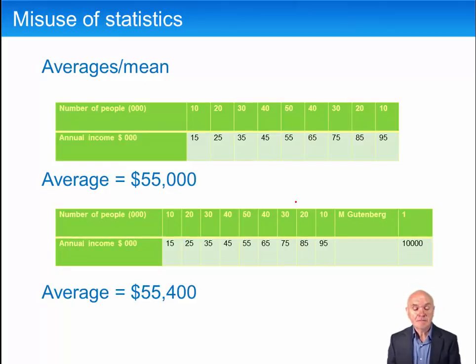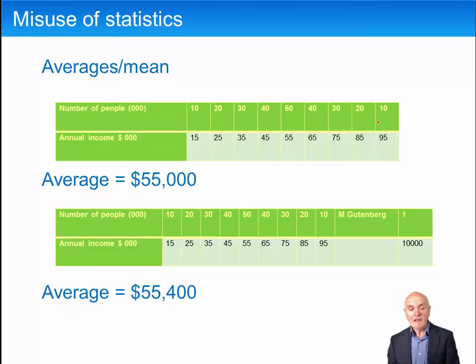Averages and means. Again, this is taken from the notes. So what we have here is an income distribution. Here we have the people in the population going up through here. So 10 plus 20, 30, another 30, 60, 100. I think it's 250 people in there. And it is an absolutely symmetrical distribution. 15, add on 10, add on 10, add on 10, add on 10, add on 10, etc.